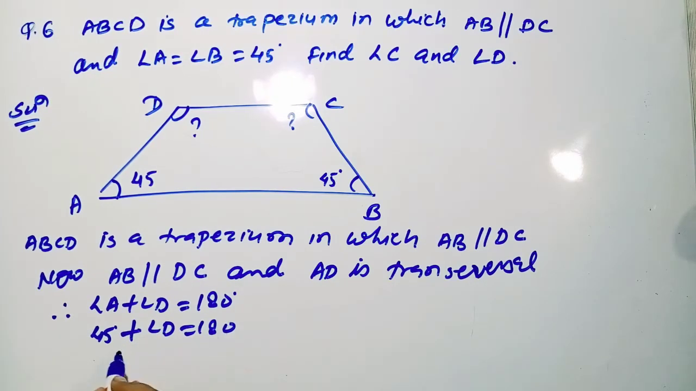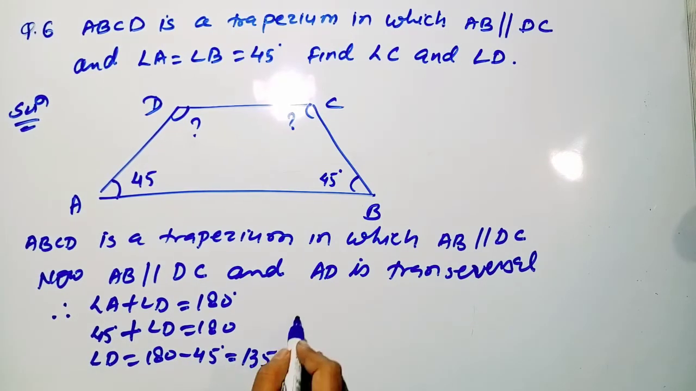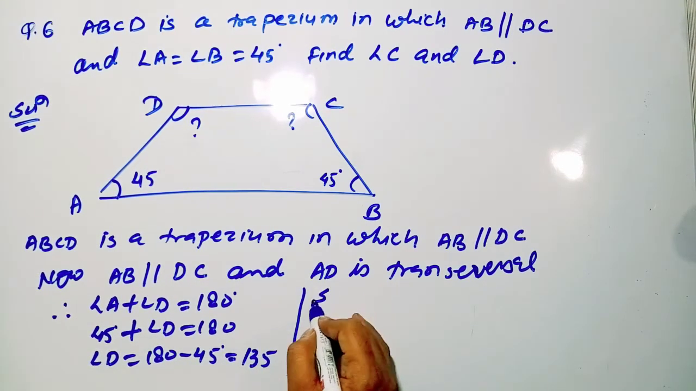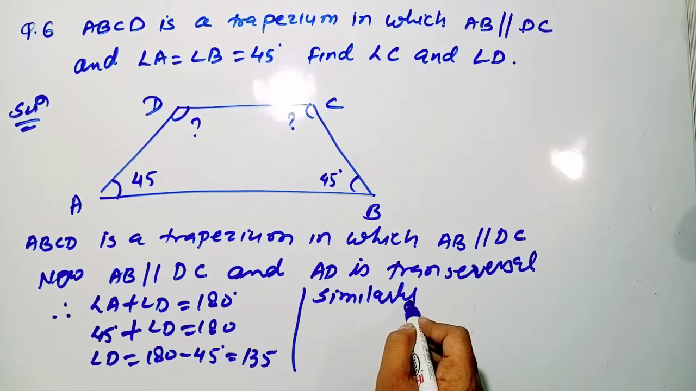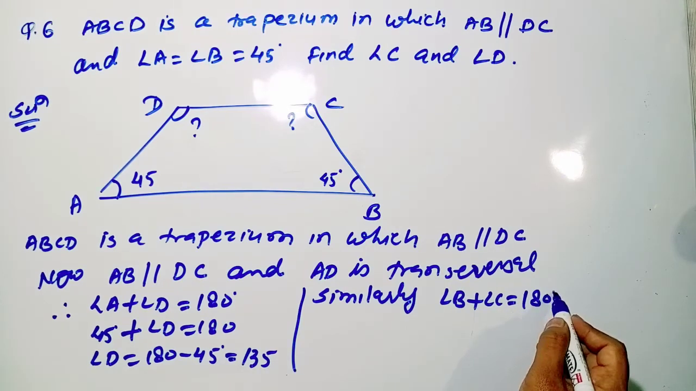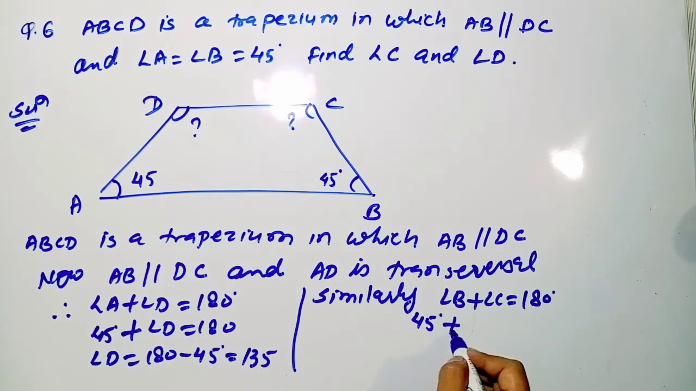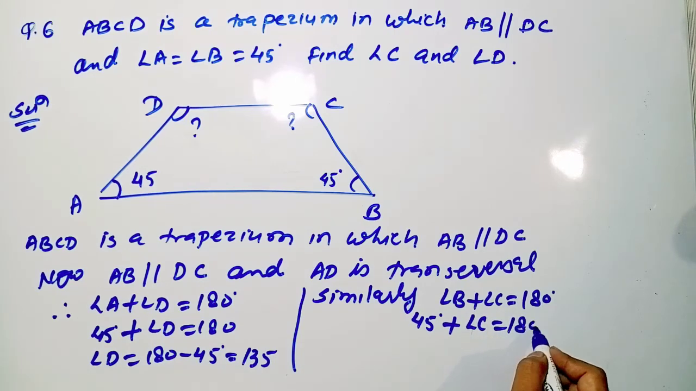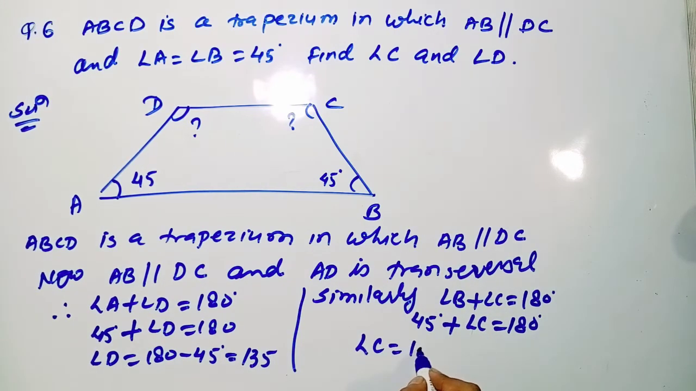And writing the values of these angles, so angle D is equal to 180 minus 45 degree, so we are getting angle D is 135. Similarly angle B plus angle C is equal to 180 degree. So 45 plus angle C is 180 degree. So again we are getting angle C is 180 minus 45 is equal to 135 degree. Right students, so here it is clear that angle C and angle D are equal and their measure is 135.